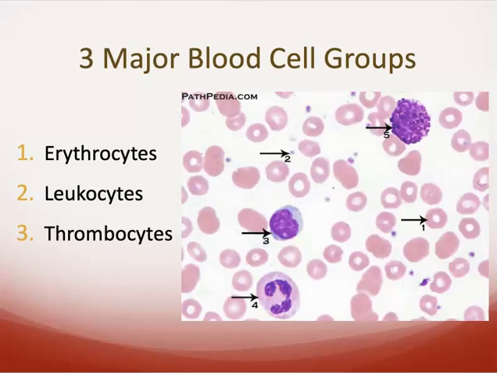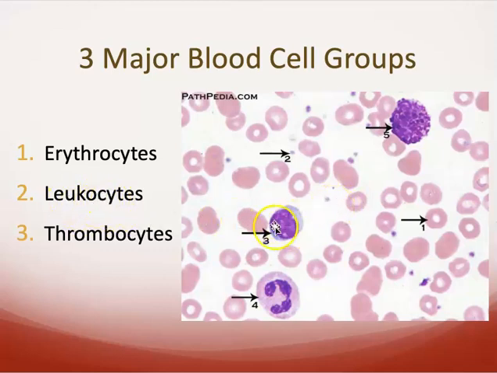Okay, so let's talk about the main blood cell groups. We have erythrocytes, leukocytes, and thrombocytes. Erythrocytes are what you're seeing in this image, these pinkish cells with a lighter area in the middle, or red blood cells. So our technical term for red blood cells is erythrocytes.